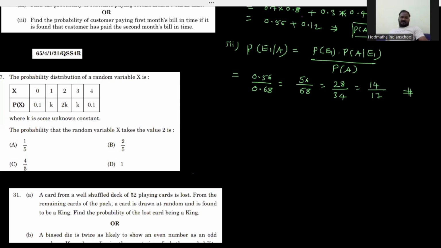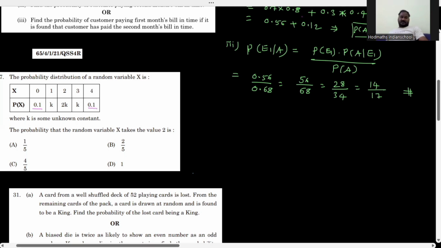From this table, what is the probability of the random variable x taking the value 2? To get that, you need to find 2k. In order to find 2k, you need the value of k. It is understood that the sum of all the probabilities is equal to 1. So 0.1 plus 0.1 is 0.2, plus k plus 2k plus k, which is 4k, is equal to 1. So 0.2 plus 4k is equal to 1. Then 4k is equal to 1 minus 0.2, which is 0.8. So k is equal to 0.8 divided by 4, so k is equal to 0.2.